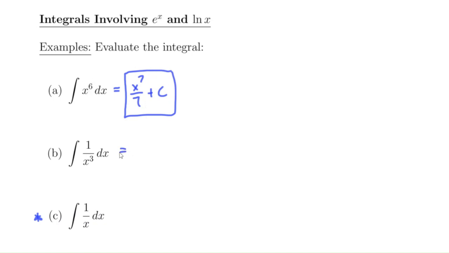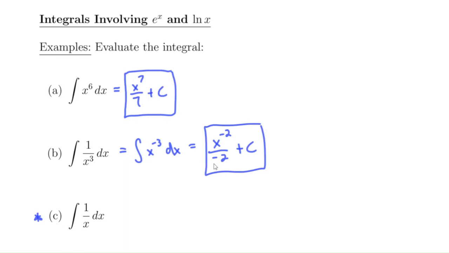Okay, now how would we do the integral of 1 over x cubed? Well, we rewrite this as x to the negative 3. And the integral of x to the negative 3 is going to be x to the negative 2 over negative 2 plus c. Okay, now we could simplify that, but let's not do that.